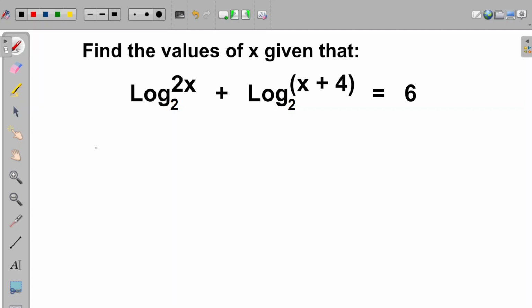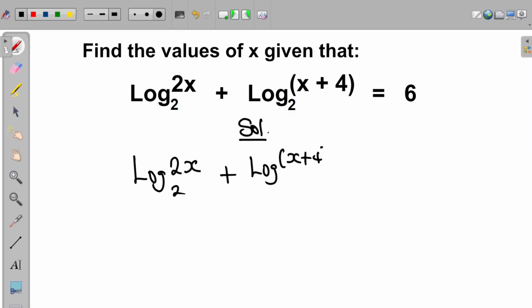Hi, we are asked to find the value of x, given that log 2x in base 2 plus log (x plus 4) in base 2 is equal to 6. So we are given that log 2x in base 2 plus log (x plus 4) in base 2 is equal to 6.